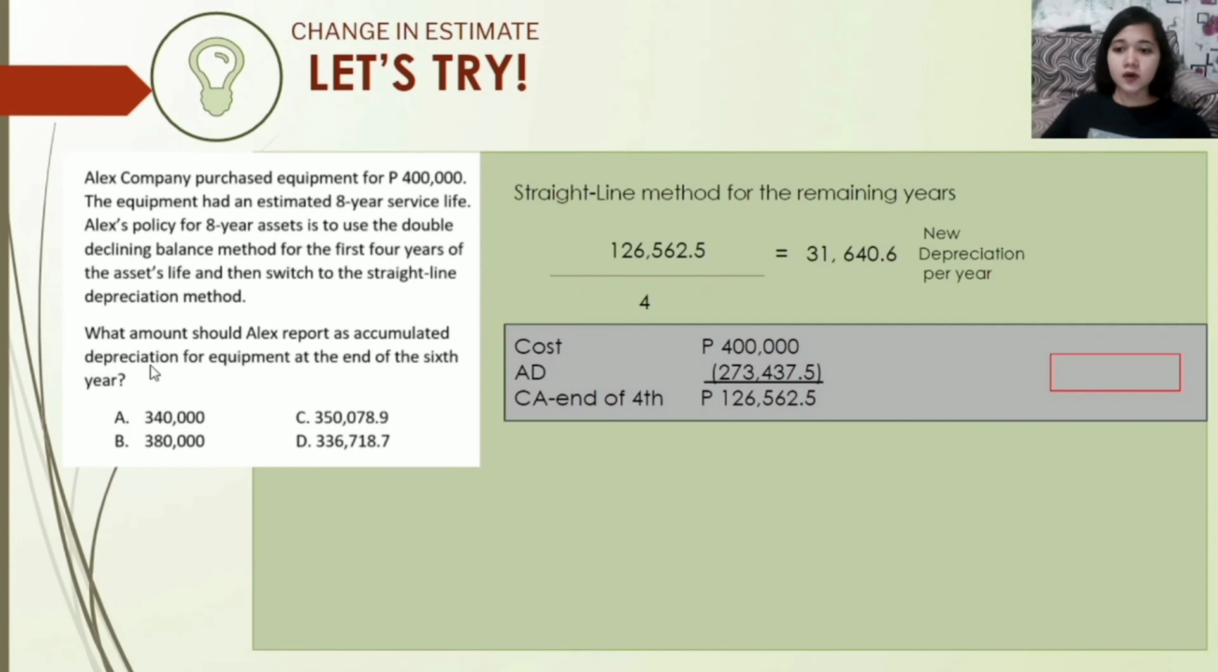Ang tinatanong dito, accumulated depreciation for equipment at the end of 6th year. So, ilan ang idadagdag nating depreciation dito sa accumulated depreciation? 5th and 6th year, so dalawang 31,640.6. And by that, nakukuha na natin lahat ng accumulated depreciation from the beginning up to the 6th year, which is 336,718.7. And the answer for this question is letter D.